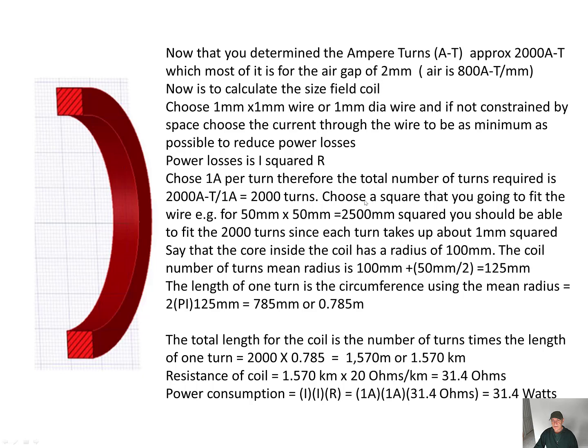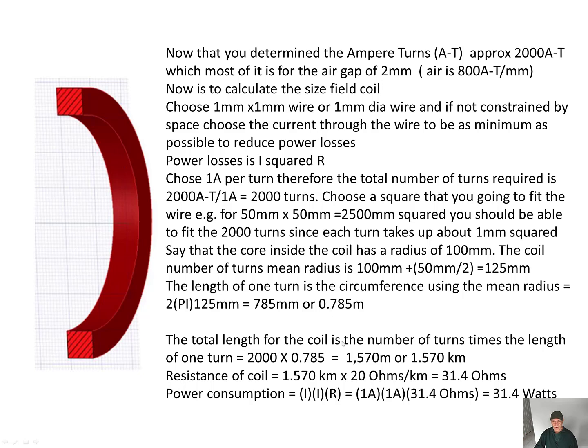Choose a square that is going to fit the wire's square area. Usually for a 50 millimeter by 50 millimeter square, you can probably put 2500 turns. You should be able to fit 2000 turns since each turn takes about 1 millimeter square. Say that the core inside the coil has a radius of 100 millimeters. For the coil, the mean radius is 100 plus 50 divided by 2, which is 125 millimeters. The length of one turn is the circumference using the mean radius, so the length of one turn is about 0.785 meters.